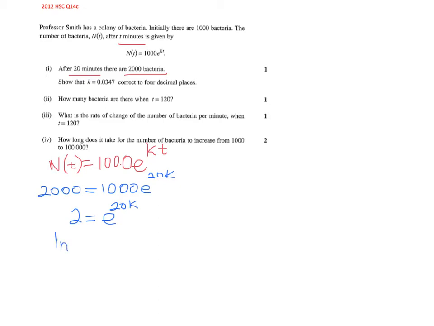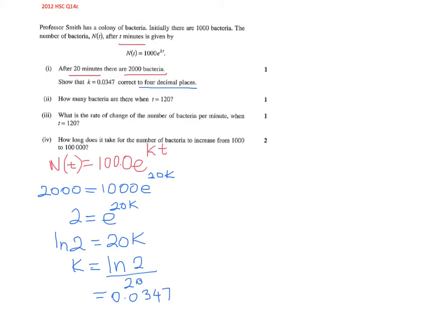Take the log of both sides. And you saw from before, then that just becomes log of e to the power of 20k. Bring the 20k down the front. And then we just need to divide both sides by 20. Because it says show, it is very important that you show every step. And then when you put that in your calculator, log of 2 divided by 20 equals 0.0347 to 4 decimal places.